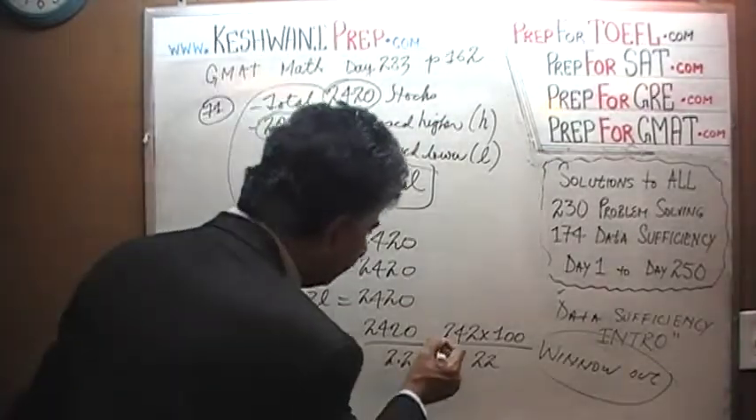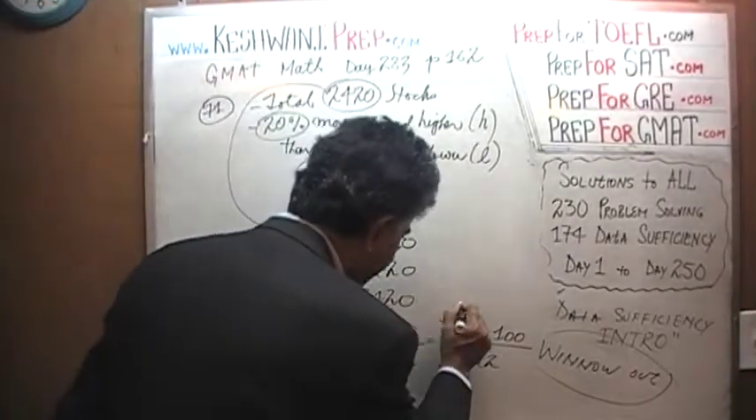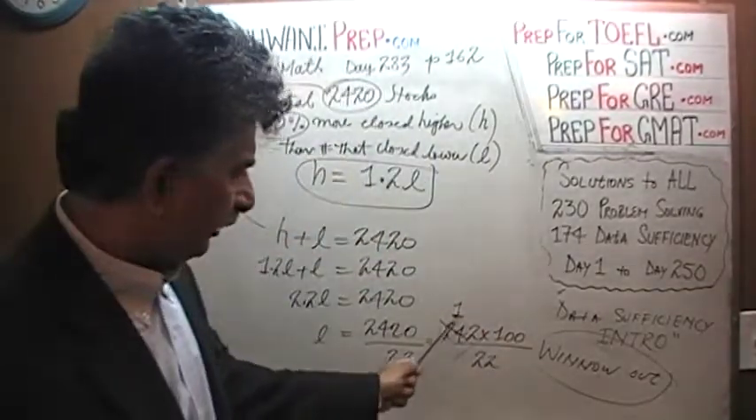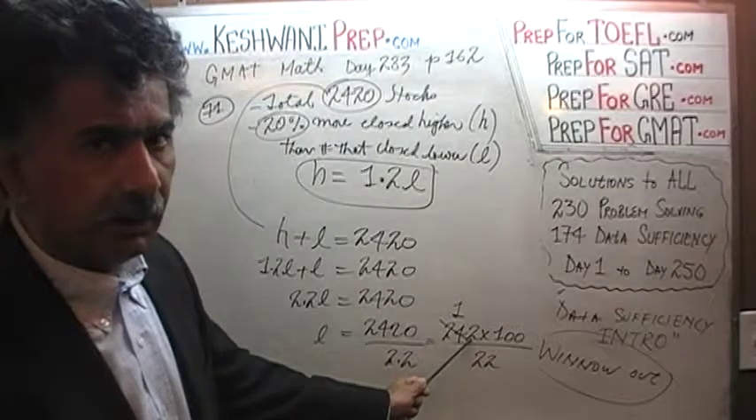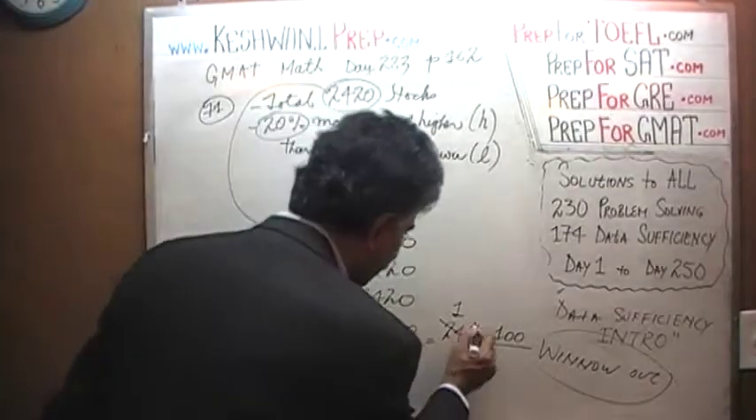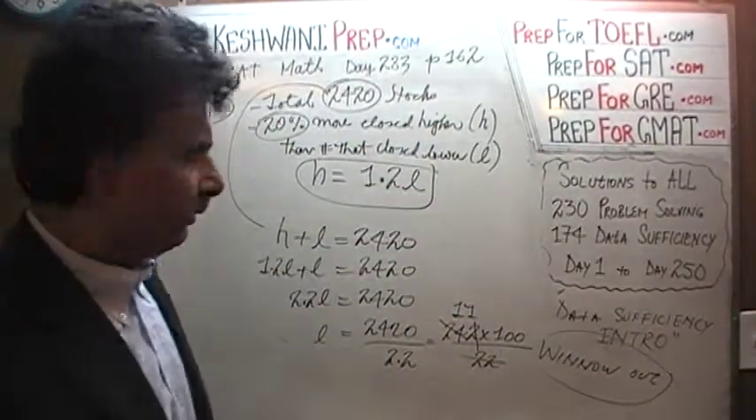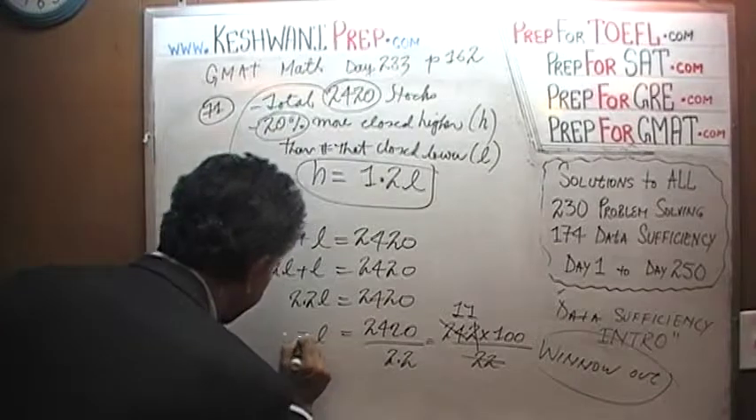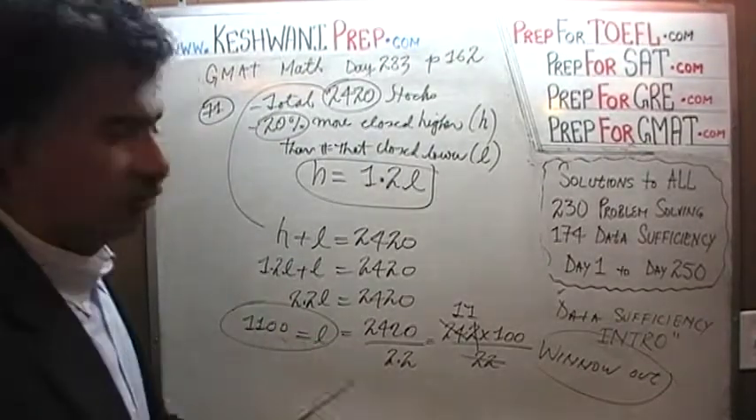How many 22s in 24? 24 has only one 22. The remaining 2 joins the 2 and becomes 22 again, and that has one 22. There you go. It's 11 times 100, which is 1100. That's how many closed lower.